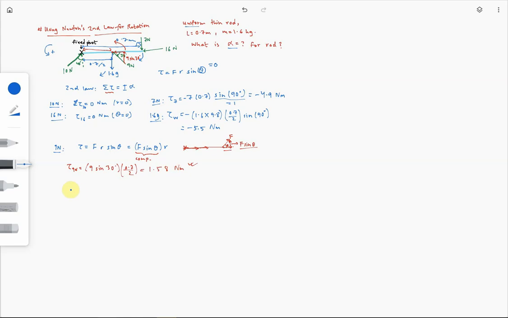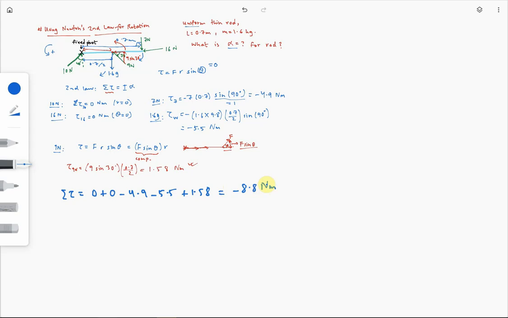Therefore, if we sum up all the torques, we are left with torque due to 10 was 0, torque due to 16 was 0, torque due to 7 was negative 4.9, torque due to the weight of the bar was negative 5.5, and torque due to the 9 Newton force was positive 1.58. This gives me a total net torque on the beam to be negative 8.8 Newton meters.